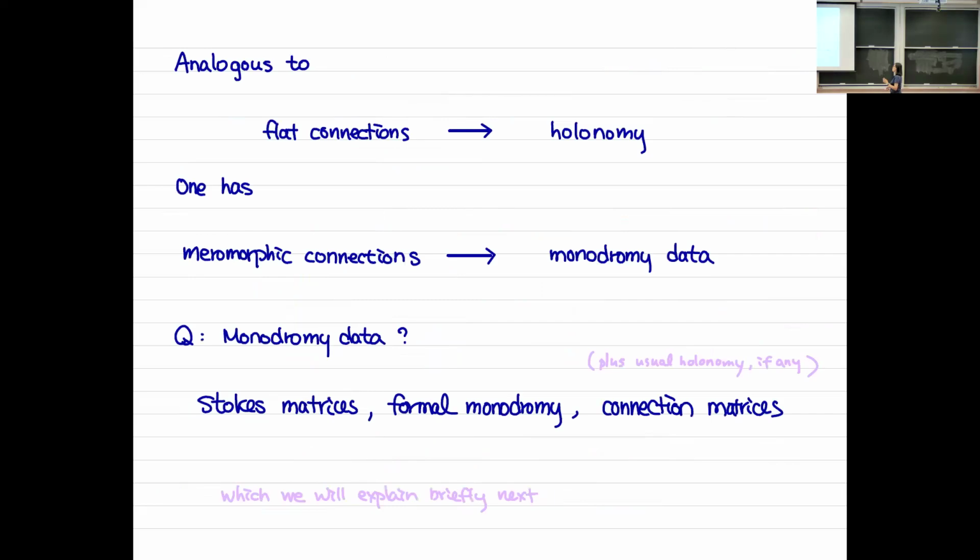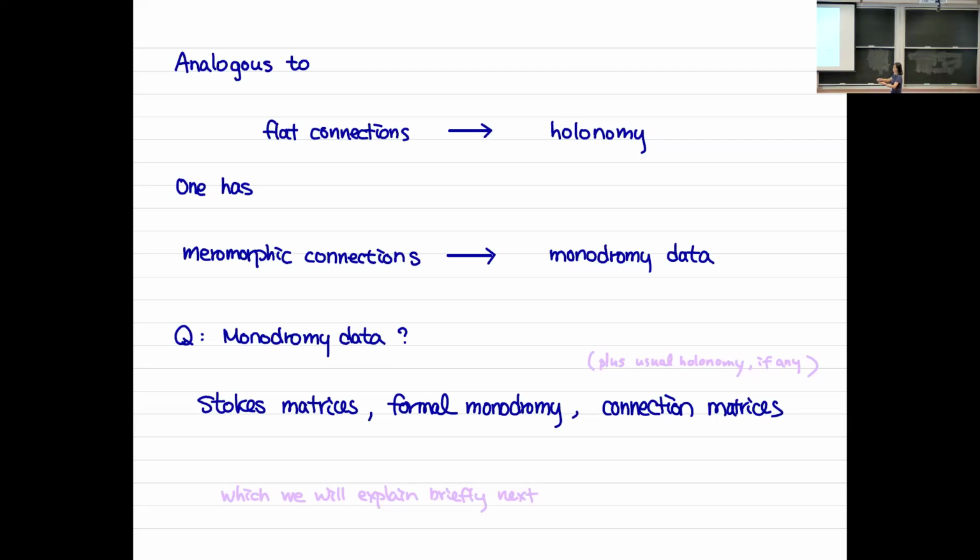So now it goes to the flat connections having the algebraic data being the holonomy. So this is the Riemann-Hilbert correspondence. For the meromorphic connections, you have the monodromy data. So what are the monodromy data that we are talking about here with these meromorphic connections? They are the Stokes matrices, and you have the formal monodromy, and you have the connection matrices.